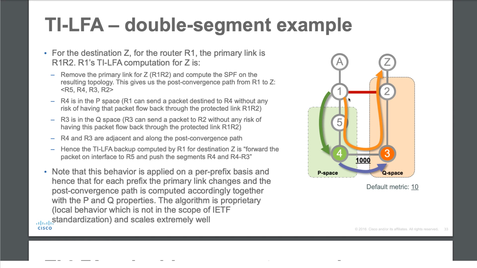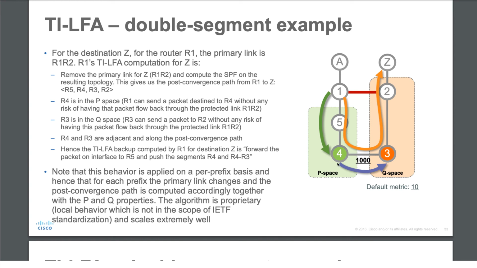Which we do not want. So in that case, we are making use of the double segment or two prefixes. So what are we saying? First you go to node 4. To go to node 4, that means this is in our P space. So you go to node 4. To go to node 4, we are using the prefix SID.